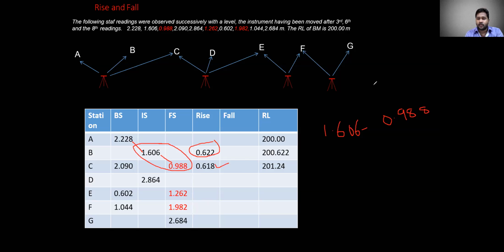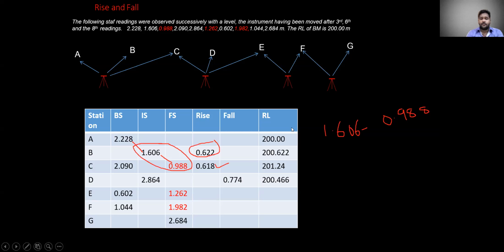In a similar way, if you go here, I now need to subtract from this.